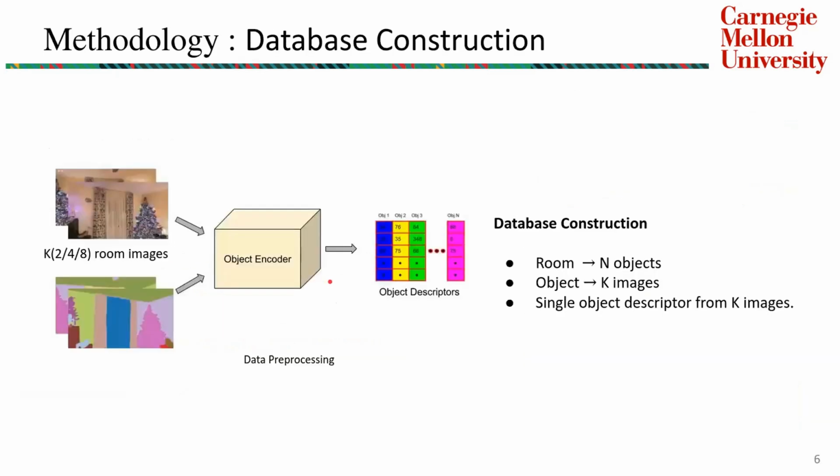Coming to the methodology, the first part is database construction. We take some k number of images, which can be 2, 4, or 8 images, and pass them to an object encoder along with the semantic labels. The output of the object encoder is the object descriptor for every object present in the image. So this is how we generate a database for our rooms, which is the object descriptors for objects present in the rooms.